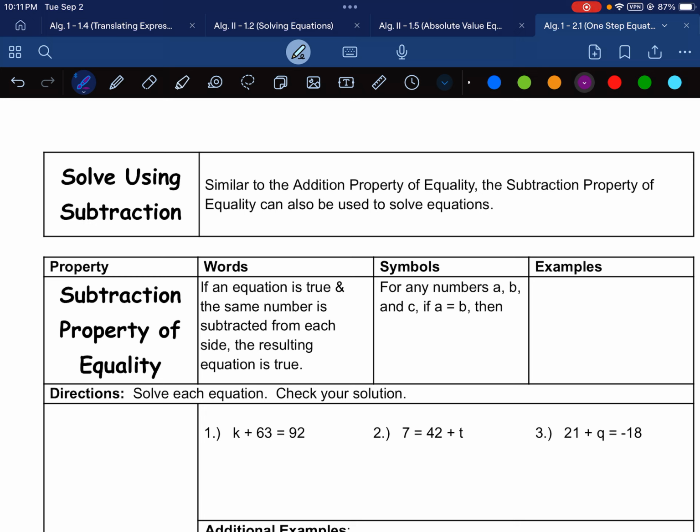Next up, we're going to solve using subtraction. So very similar to the addition property of equality, the subtraction property of equality can also be used to solve equations. So the definition here: if an equation is true and the same number is subtracted from each side, the resulting equation is true. So quite literally, the only change between this definition and our addition property of equality definition is it says subtracted instead of added.